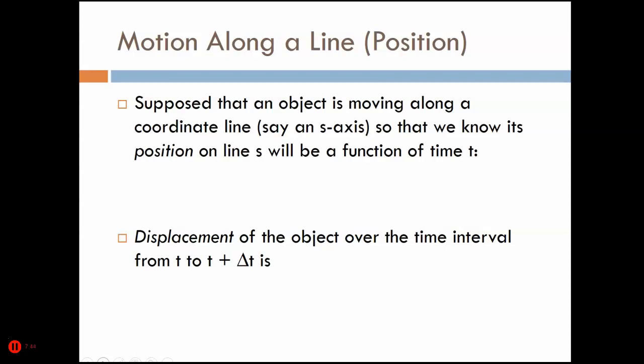So those of you that are in physics, this should be semi-easy for you because we're talking about motion along a line. Motion along a line is position. So the line or the position is that s-axis. And what we say is that an object is moving along this axis and its position is a function of time. So oftentimes you'll see position represented as s of t.